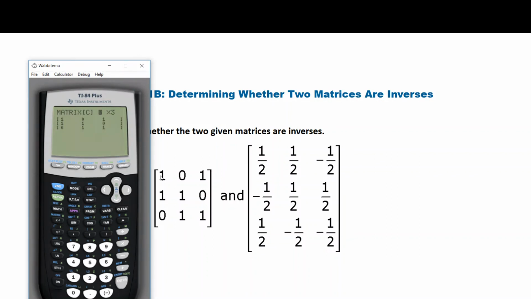So 101, 101, 110, 110, and 011. If you don't know how to enter all of these, you may need to go back and refresh your memory a bit. Again, I'm going to edit. I'm going to edit D this time.